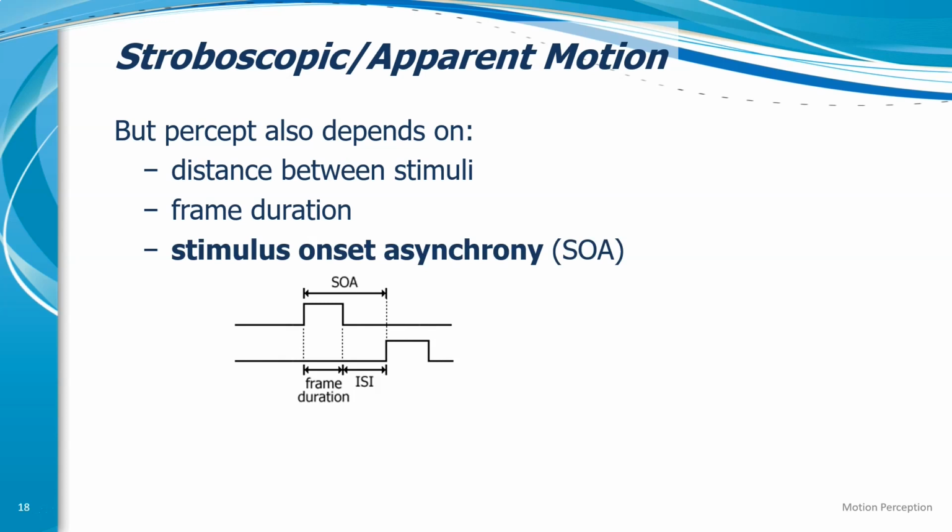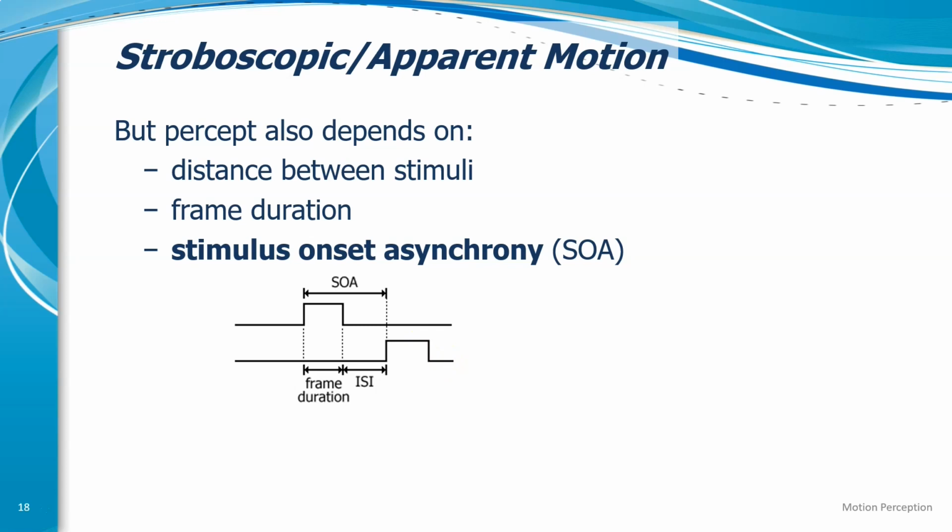The more important variable is called stimulus onset asynchrony, or SOA. This is a bit of a diagram that explains and illustrates SOA. SOA is the sum of the frame duration and the ISI. Now, what these two kind of bumps here represent are the first frame, which is on for a while, it goes off for a while, there's the ISI, and then the second frame comes on for a while and then goes off.